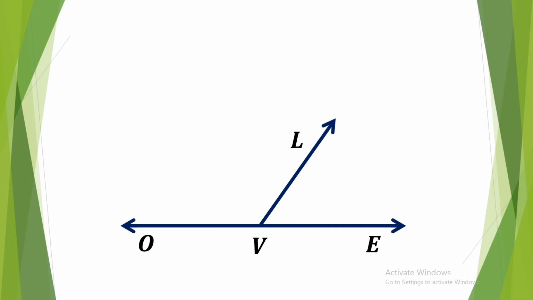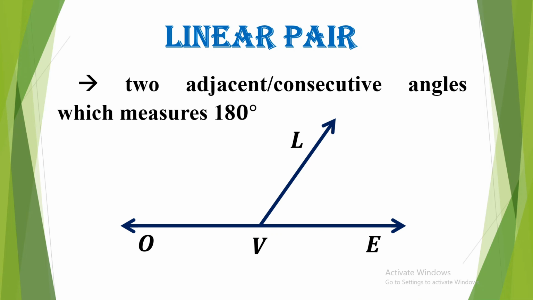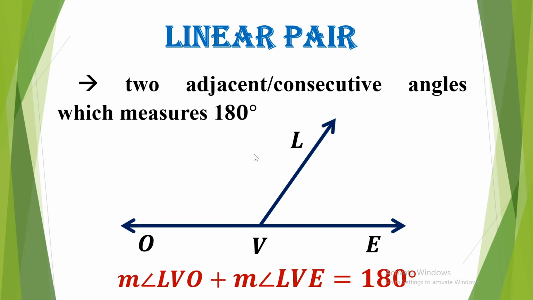That's why we call the two angles, angle LVO and angle LVE, a linear pair. By definition, these are two adjacent or consecutive angles which measure 180 degrees. Or in other words, when we say linear pair, these are two adjacent angles whose two non-common rays form a line or straight angle. That's why the sum of those two angles should be equal to 180 degrees.